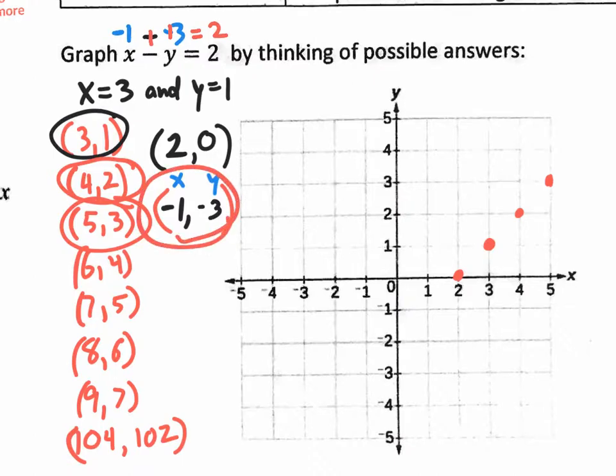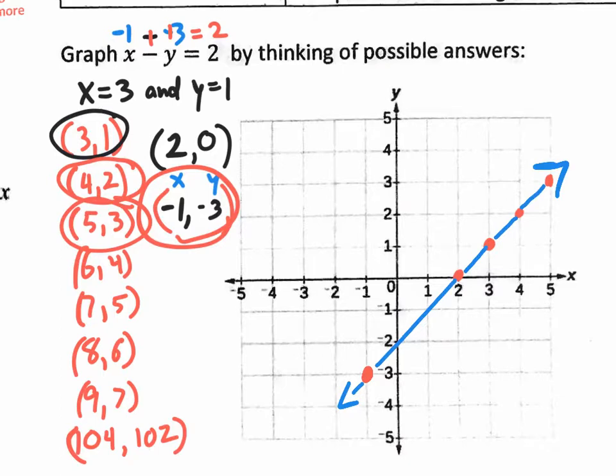So this is definitely an answer, negative 1, negative 3. Let me plot that. Negative 1 on the x, negative 3 on the y, put a dot there. As you could see, all of these dots line up. So, like we said, there's an infinite amount of answers. But what we're going to do is just draw a line right through those dots, and we're going to put an arrow on that line. And those arrows represent the infinite amount of answers.